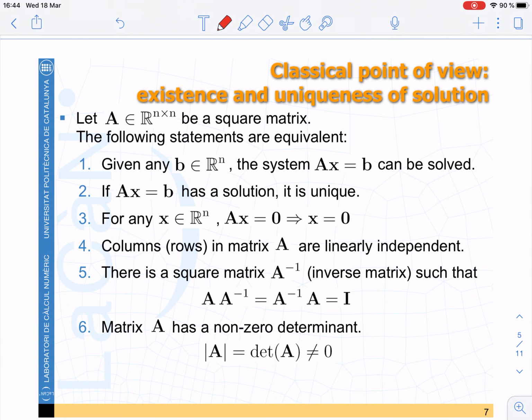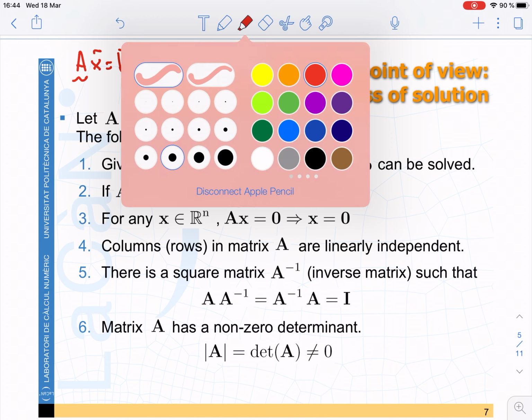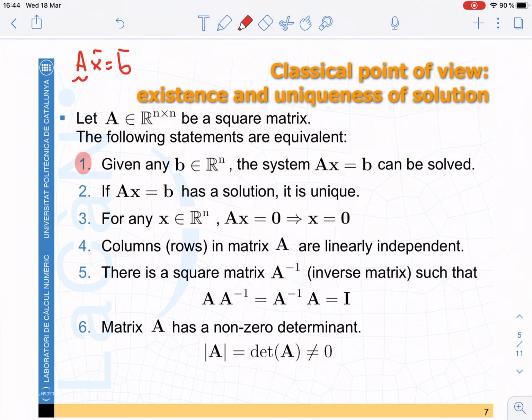Before doing that, let us briefly review the classical algebraic point of view regarding the existence and uniqueness of solution of a linear system AX equal B. And let us please recall that the following statements are equivalent. Statement 1, the system AX equal B may be solved for any right-hand side vector B. Statement 2, if the system has a solution, then the solution is unique.